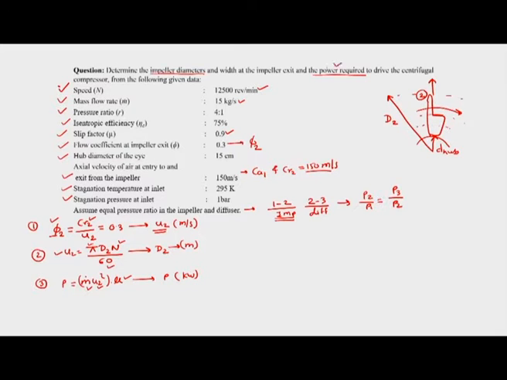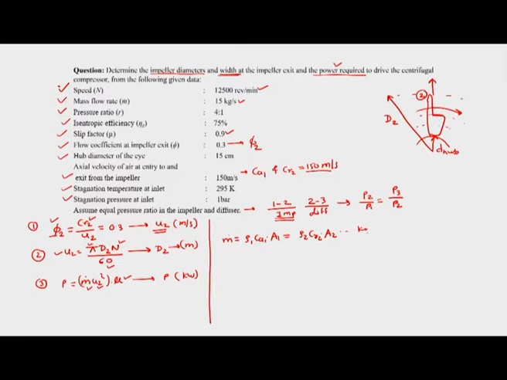Now this one diameter is found out, and then we have to again find out the width. So for that, to find out the diameter and the width, we need to use the formula for mass flow rate. The formula for mass flow rate is basically rho 1 C_A1 into A1, which is equal to rho 2 C_A2 into A2.